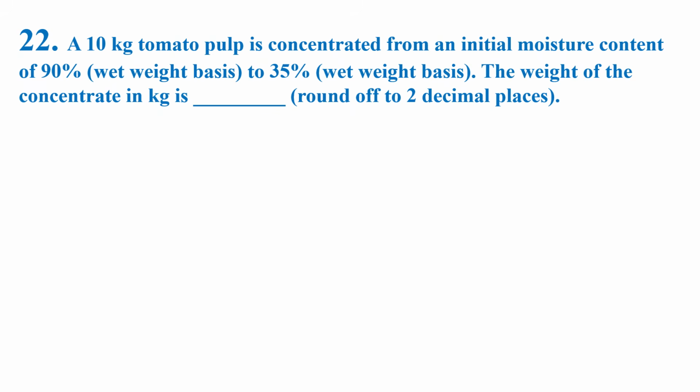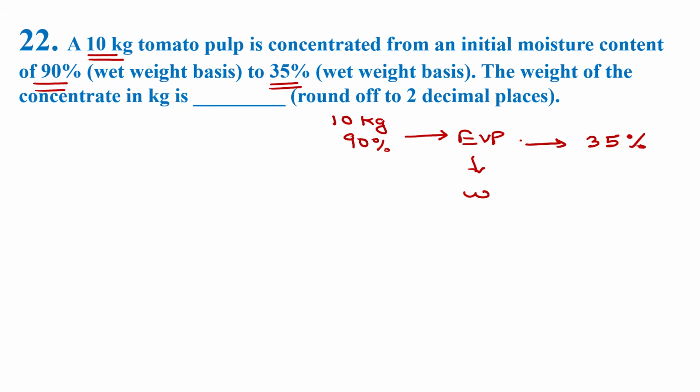Content, that is 90%, to final moisture content 35% wet basis. So we are having 10 kg tomato, 90% moisture content, which has been concentrated. So there is an evaporator over here. Now it has been concentrated to 35% moisture content, and say W amount of water has been removed, and we are getting P kg of product.